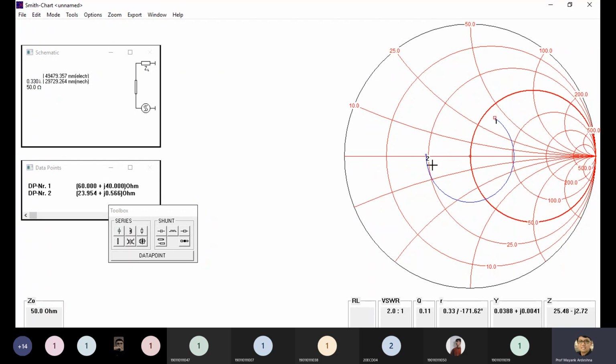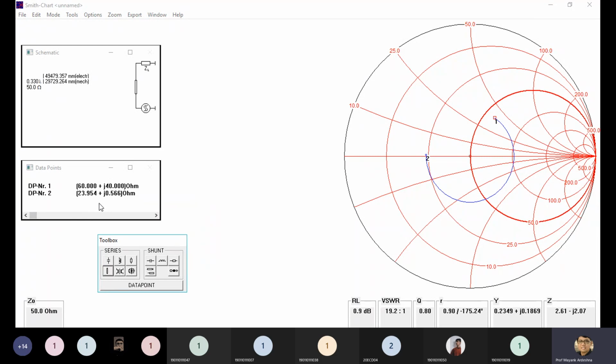Clear? So when you select this point, you can identify the new impedance over here. On your screen, in the data point there is one box given 60 plus 40j ohm, and in the same box there is a second value, 23 plus 0.566j ohm. This is the new impedance. It means whatever line you have chosen, it must have this impedance: 23 plus 0.56j, which is nothing but the input impedance of your line. Clear?